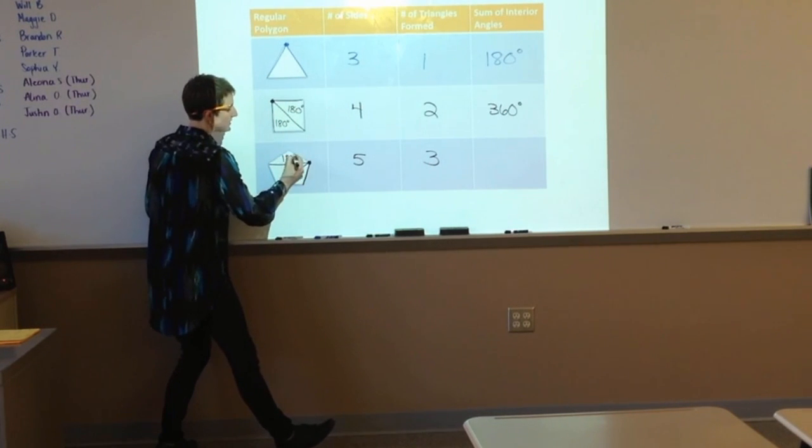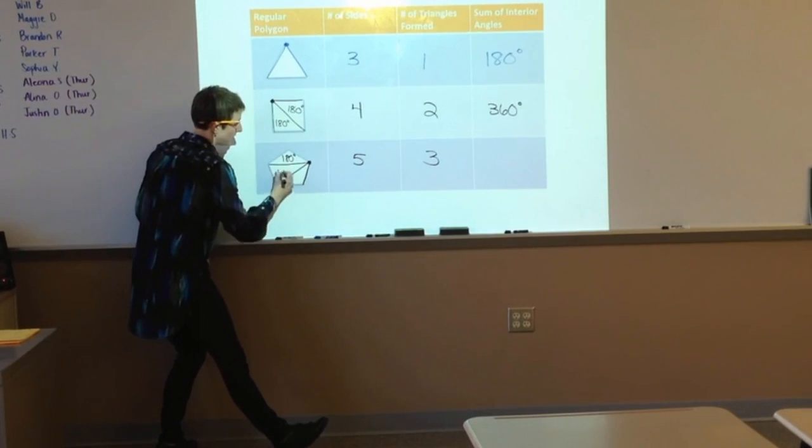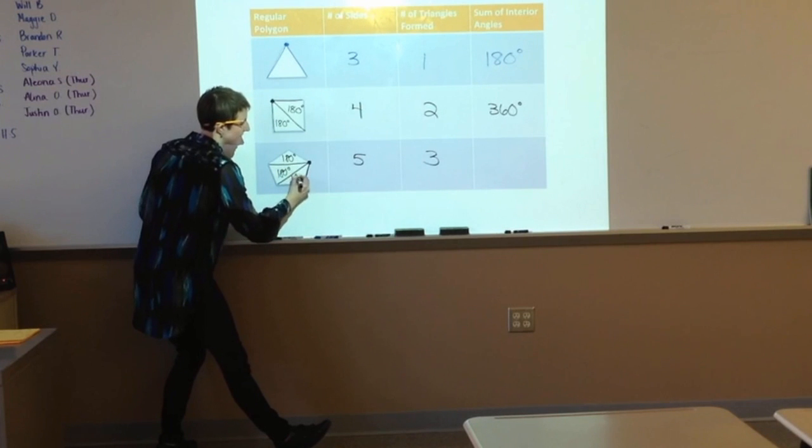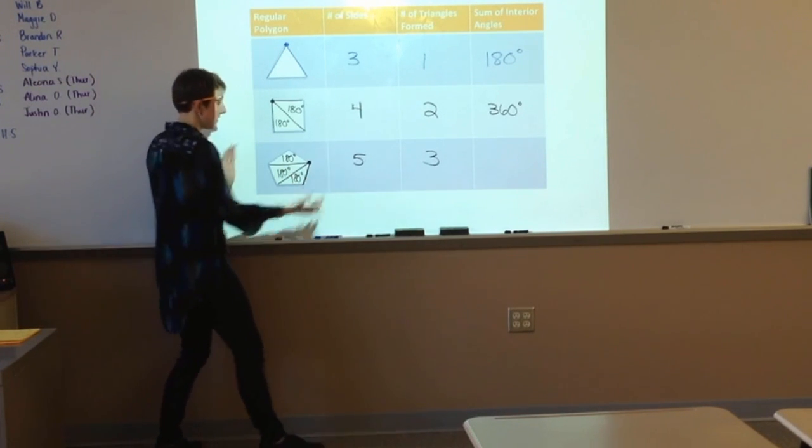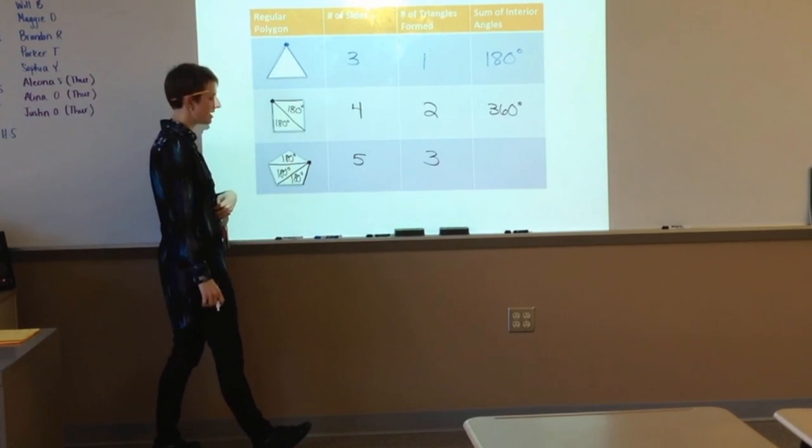Each one of these triangles, the 3 angles, add up to 180 degrees, so we can use that to find the sum of the interior angles, the angles on the inside of the pentagon. Take 180 and multiply it by 3.